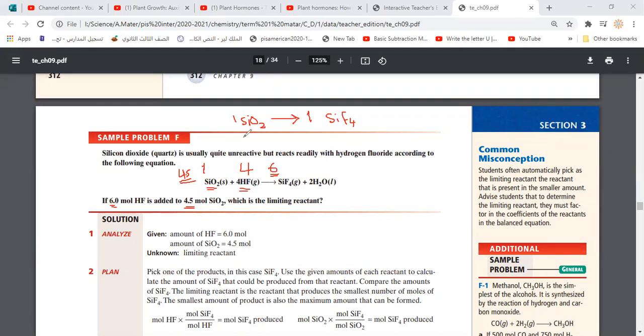So regarding this, how many moles do you have? We have 6 moles, we have 4.5 moles. So if I have 4.5 moles of SiO2, how many moles of SiF4 are they supposed to produce? Yes, Hassan? 4.5. 4.5 also, okay. So 4.5 moles of SiF4. That's good. So like this, we find the mole ratio regarding the equation. Let's try the other reactant. 4 moles of HF producing how many moles of SiF4? 1, yes?